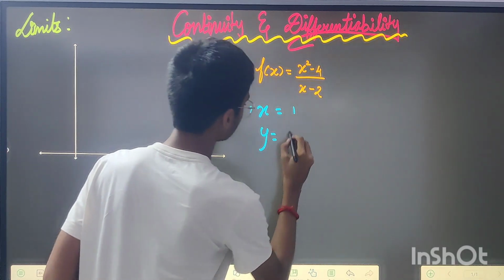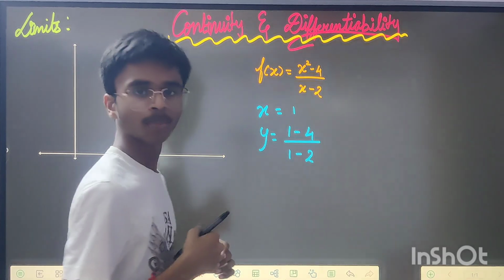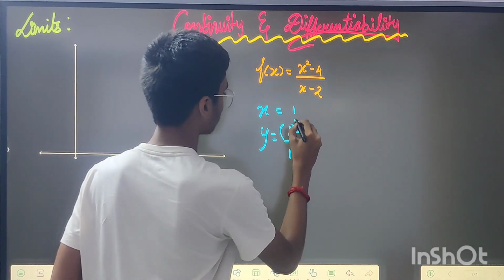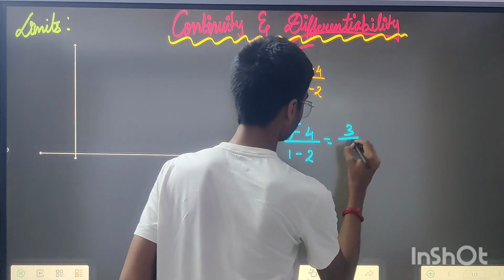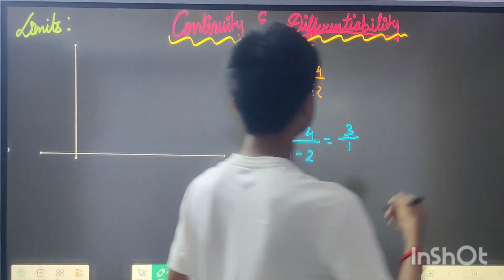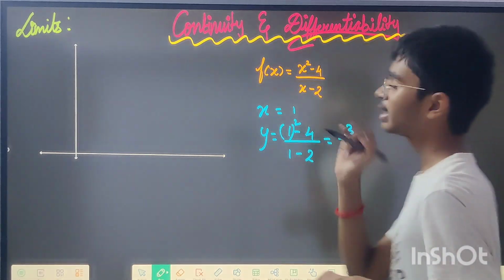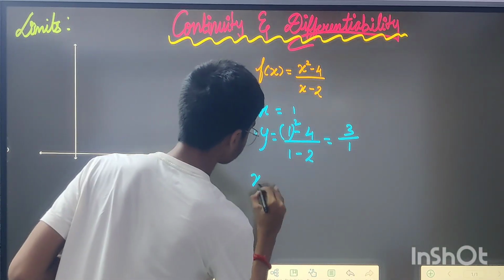y is equal to (1 squared minus 4) divided by (1 minus 2). Okay, because 1 squared is 1 only. So 1 minus 4 is minus 3, divided by minus 1, which is 3. Okay, so here it is 3. Perfect. Then secondly, I'll be substituting 3. Okay, f of x is actually 3 over here. So I say x is 3.